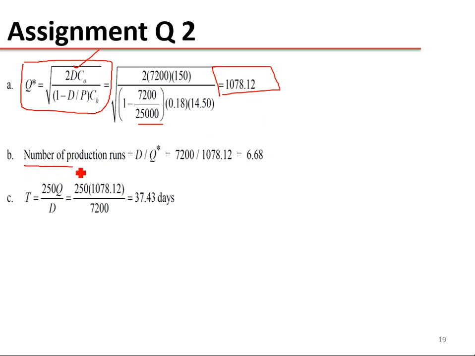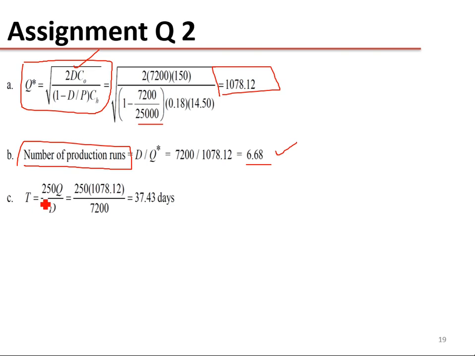And next we are going to find the number of production runs, which is D upon Q. So this is 6.68, and 6.68 is basically your number of orders. This means this is the number of orders you are going to place.